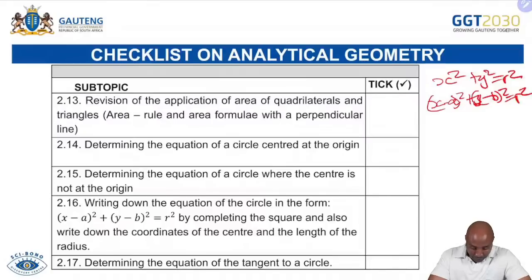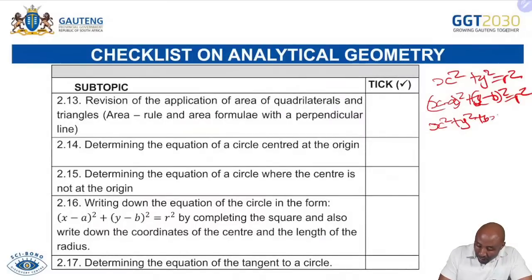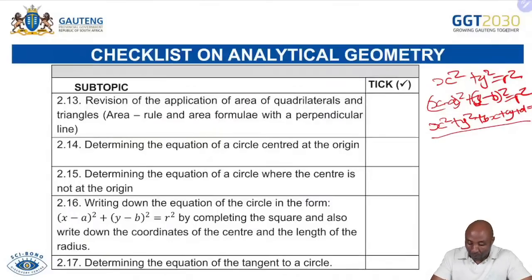We also have the equation of a circle being written as x squared plus y squared plus bx plus cy plus d equals 0. We must be able to move in between the two forms of the circle equations. If you are given this form, you must be able to deduce the standard one. If you are given the standard, you must be able to write it in the other form.